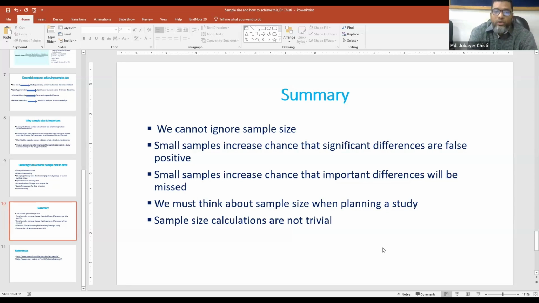And as we have already said, a small sample size increases the chance of a significant difference being a false positive. A small sample size also increases the chance that important differences will be missed. And we must think about sample size when planning a study. It should not be kept in the lower stage of our thinking.